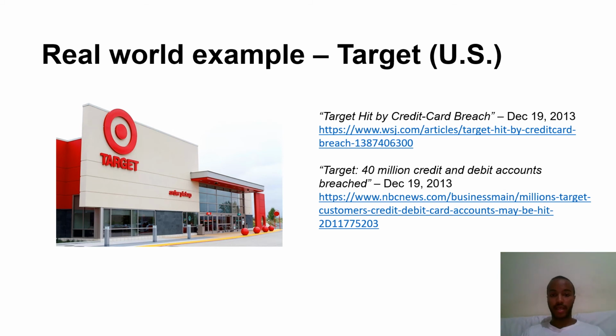Take the following example. Target is a massive retail company in America that suffered a massive data breach during the Christmas season of 2013, exposing the personal data of millions of customers. This happened in an important shopping season, shaking consumer trust. This case helps us to understand the importance of safeguarding information resources.